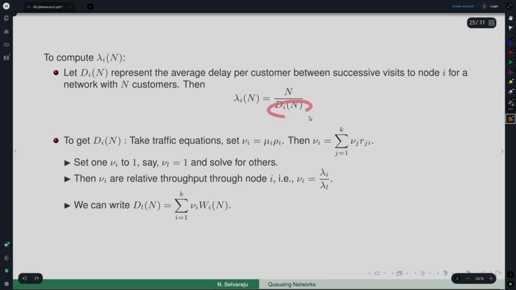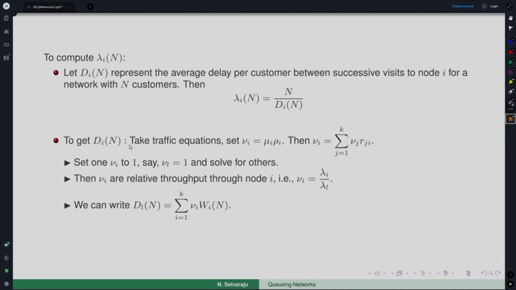So, if I have this di of n, then my lambda i of n is n over di of n, because this is the time it takes. The per customer arrival rate to node i is 1 over di of n, and since there are n customers, n over di of n is what you get as lambda i of n. Now we have to get this di of n. So, how do we get it?